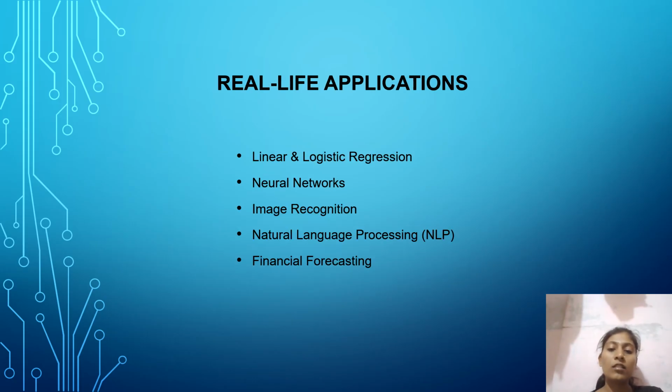After that, real-time applications. Gradient descent is widely used in linear and logistic regression, also used in neural networks, image recognition, natural language processing, financial forecasting, and prediction models.